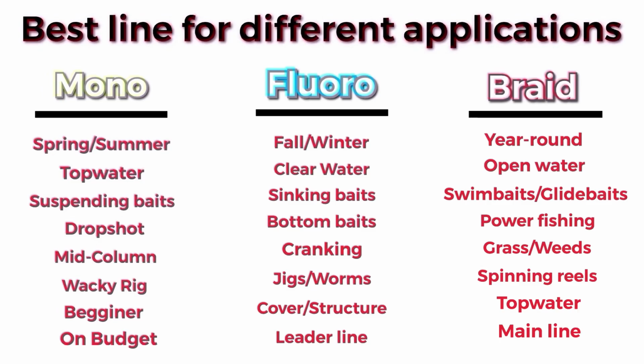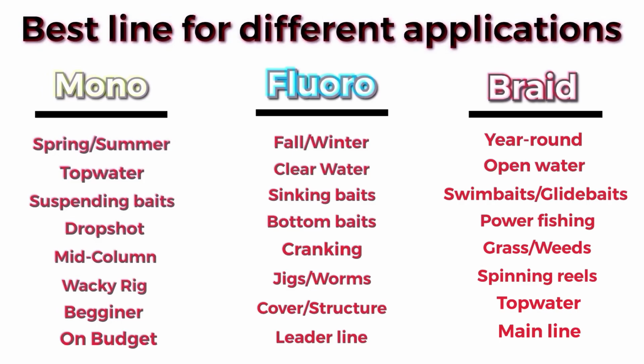As far as baits, it's great for things like topwater, suspending jerk baits, drop shots, and all kinds of mid-column baits because the buoyancy of the line is going to help you keep that bait where you want it in the water column. It's also great for things like a wacky rig because it's going to give you that super slow sink rate that you want, and just overall a really good beginner line because it's super forgiving and it's also super affordable. So no matter what kind of budget you're on, you can pretty much go to the store and find a spool of monofilament.